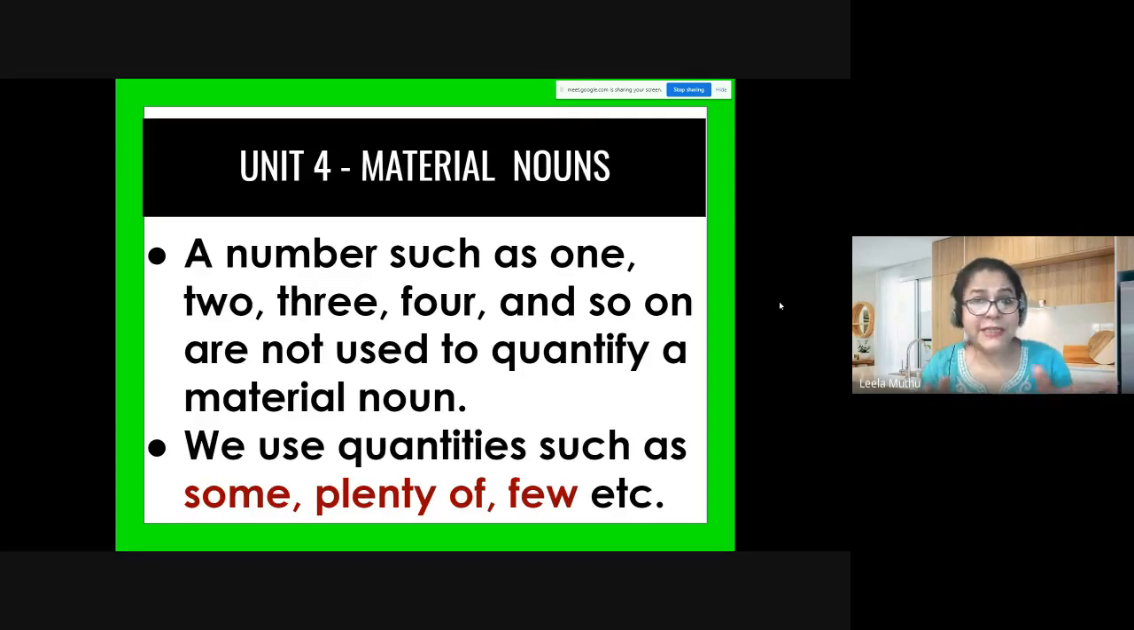Some coffee, some sugar, some salt. Sufficient, insufficient.